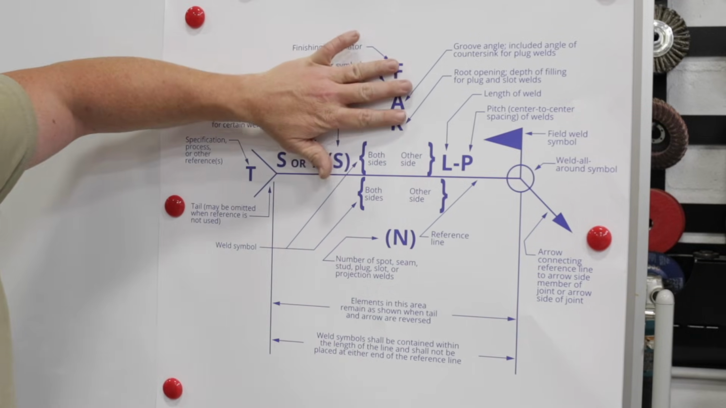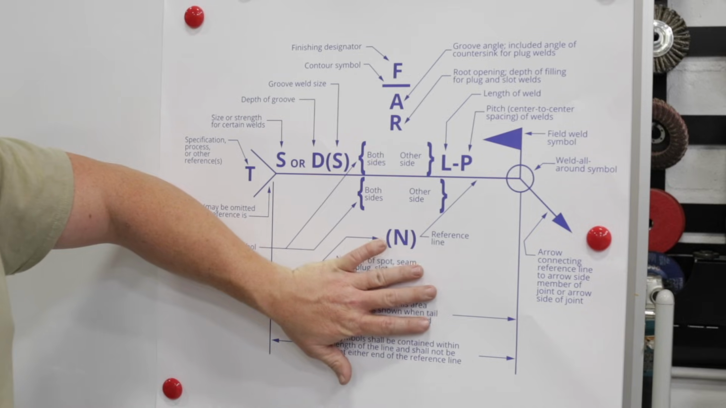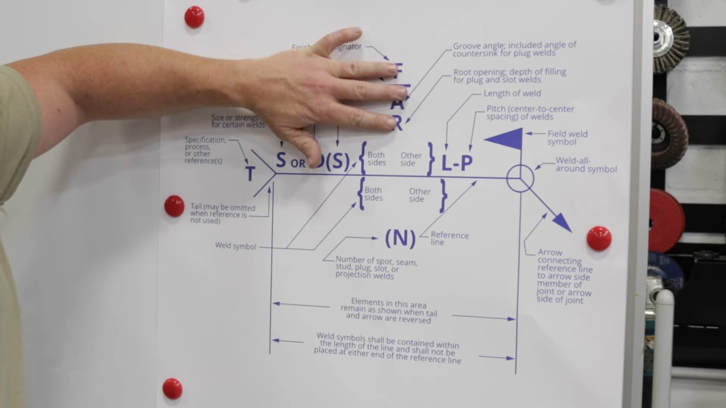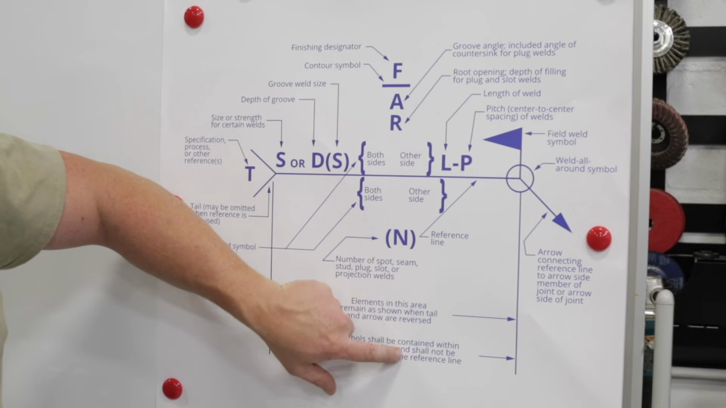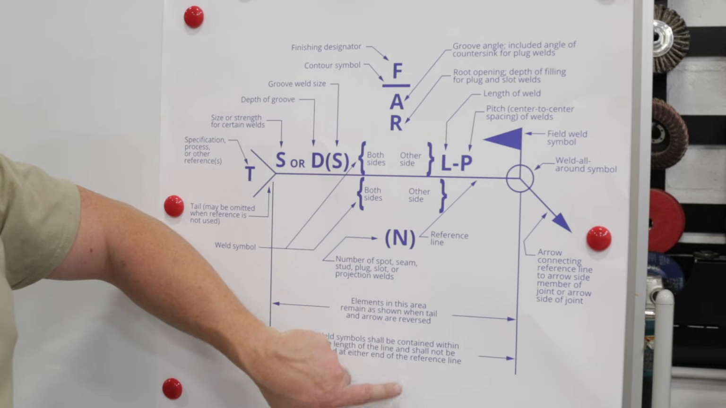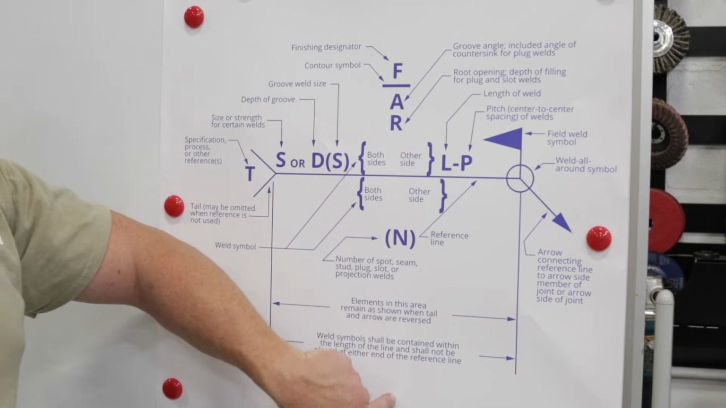Now this information could be put down on the bottom. Okay, if it's on the bottom, it's going to be reversed. Okay, you're going to have the root opening, then you're going to have your angle, then you're going to have your finish designator, and the contour symbol.